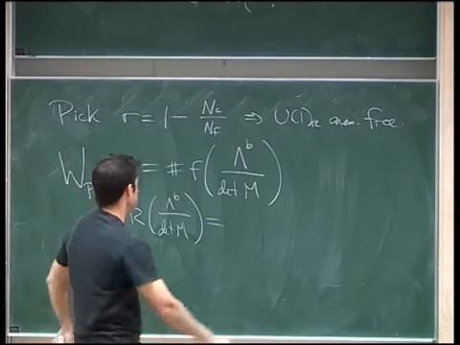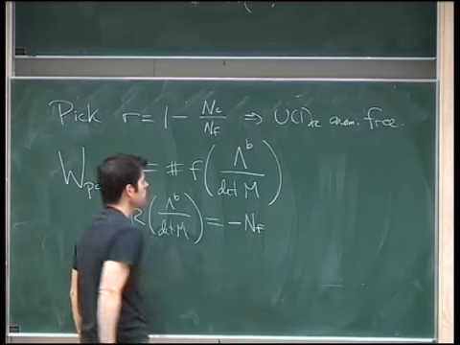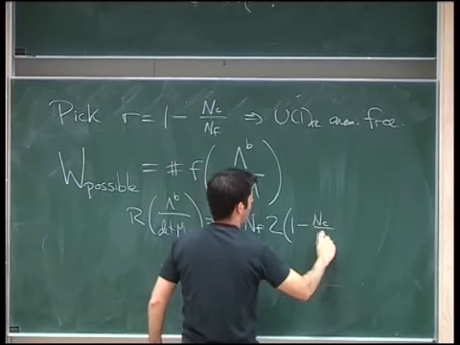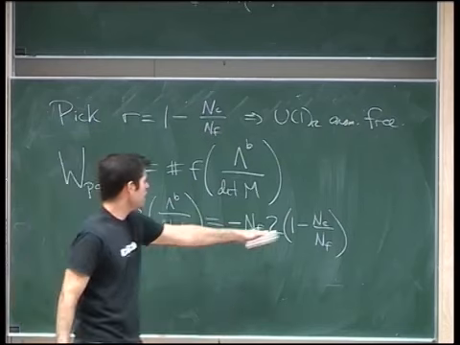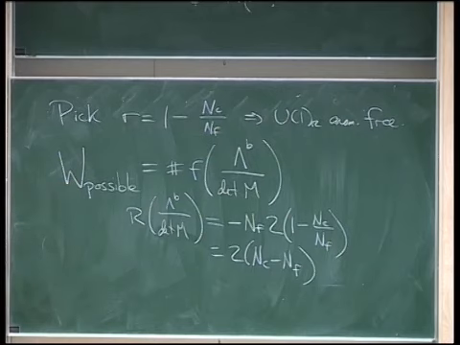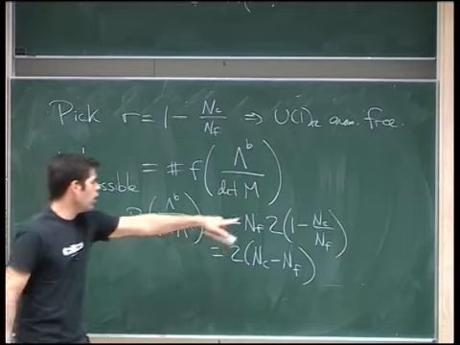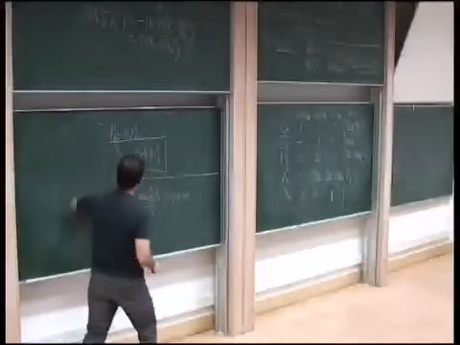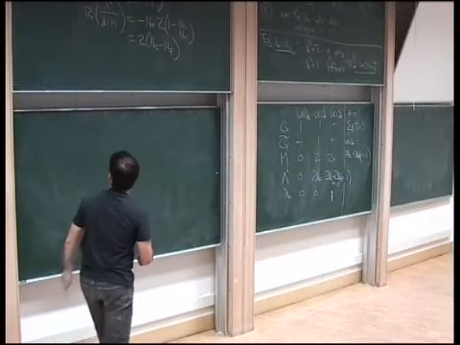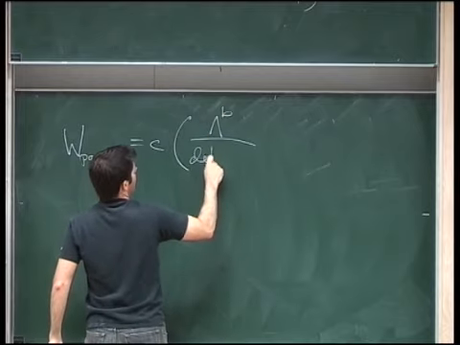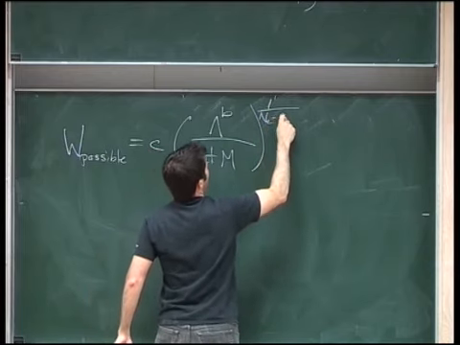The R charge of determinant M, let's see, it's minus, because M's on the bottom, NF, because I've taken the determinant, times the R charge of M over there, which is 2, times 1 minus NC over NF. Well, what is this? I can multiply this NF through and then move it around. This is 2 NC minus NF. So you can see there's only one thing I can do here to make this have R charge 2, which is to take it to the 1 over NC minus NF power. So this is not some general function. That's not consistent with being a superpotential. So W possible, the only possible thing is some number times lambda to the b over determinant M, 1 over NC minus NF.